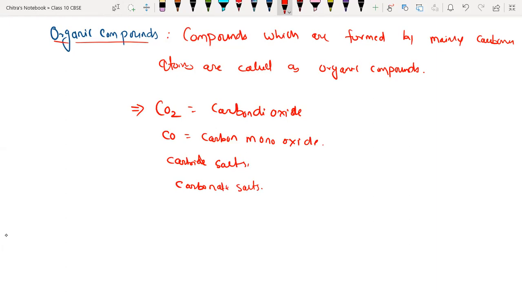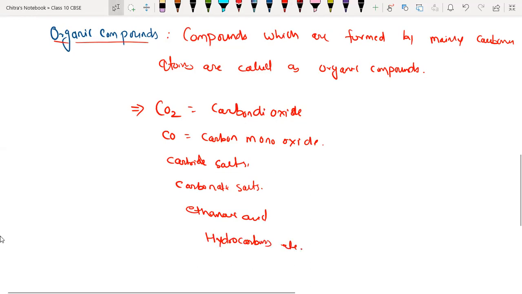Okay, then we have ethanoic acid, and we have all other hydrocarbons. So these are the important compounds that we are going to discuss in this chapter. So take a screenshot. Again, we are going to move further.